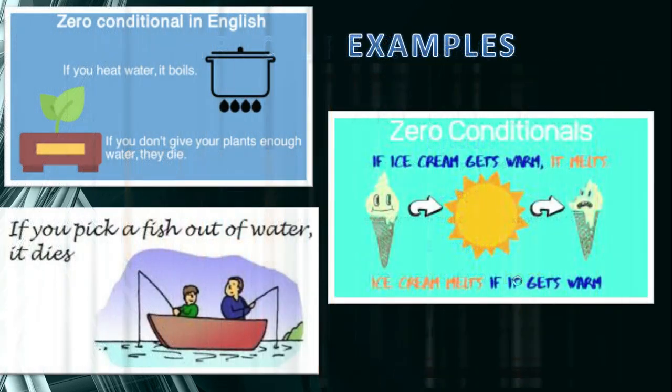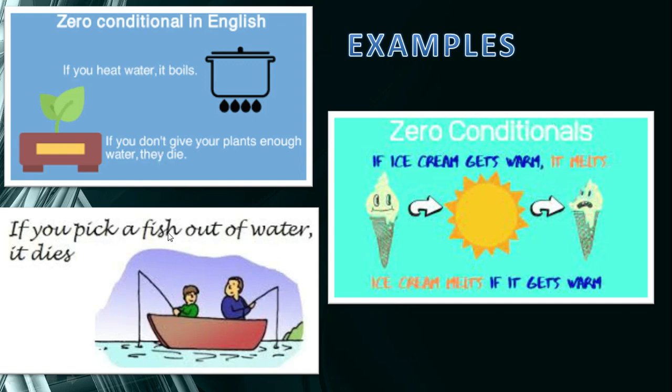So let's see more examples. Here you can see, if you heat water, it boils. This is a fact, and in both the clauses you can see that simple present tense is used. If you don't give your plants enough water, they die. Now here you can see both the clauses are in simple present tense, and it is a fact that if you don't give water to the plants, they die.